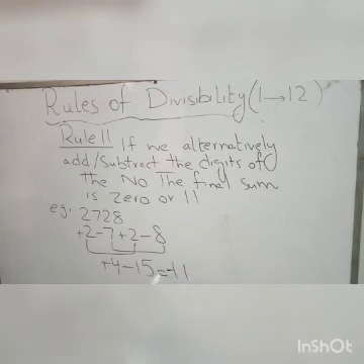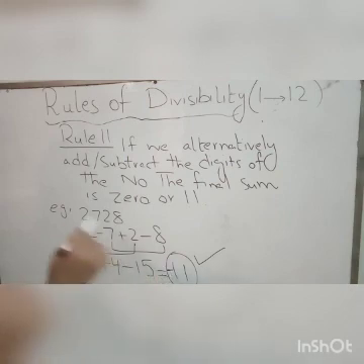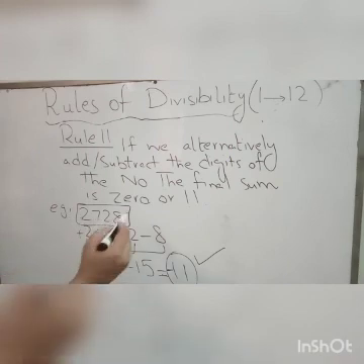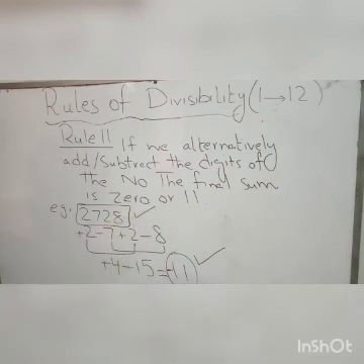So this number is minus 11, and you can check that this number is divisible by 11. So if this number is 0 or any multiple of 11, then the whole number will be divisible by 11. Applying this rule, we get to know that 2728 is divisible by 11.